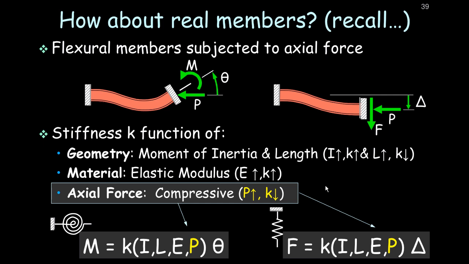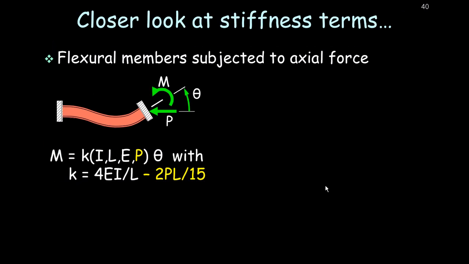Well, now it's also a function of the axial force in the member. Likewise, the shear bending stiffness is a function of moment of inertia, length, and E, but also the axial force in the member. So I think the next slide, yeah. So here I've actually gone on and just put some numbers to this.